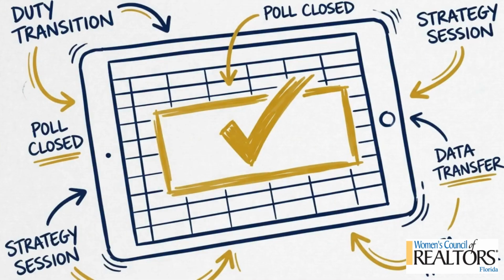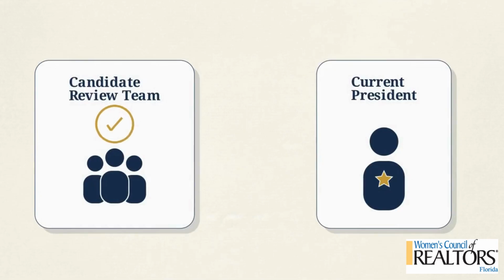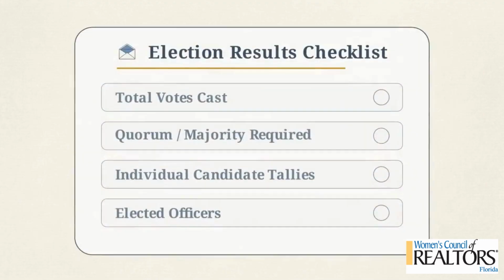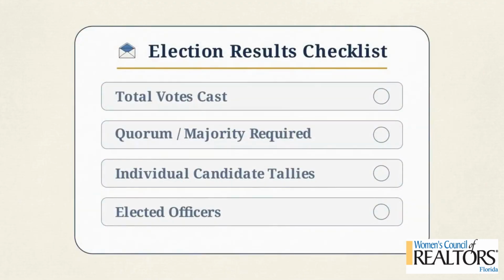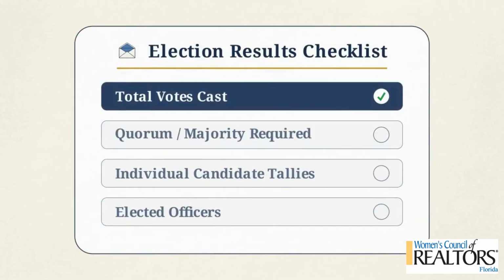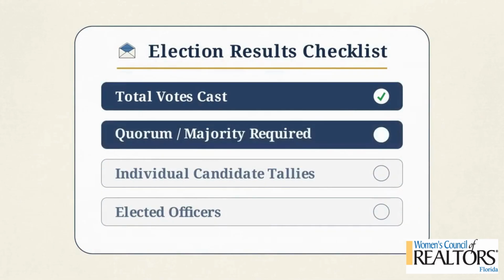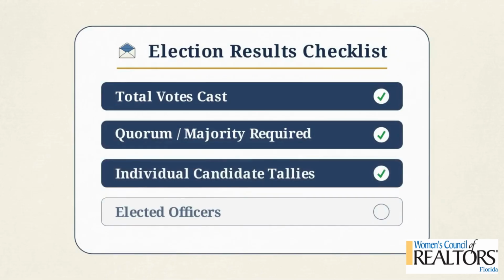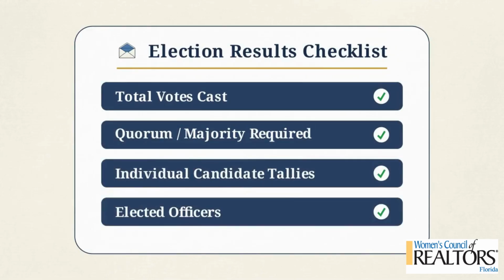Once the virtual polls close, the candidate review team steps in for their final duty. They count the digital votes, verify the plurality, and privately hand the confirmed results over to the current president. The president then formally addresses the network to announce the results. State the total number of votes cast, the exact number of votes required for election, the votes received by each candidate, and finally, the winners for each position.